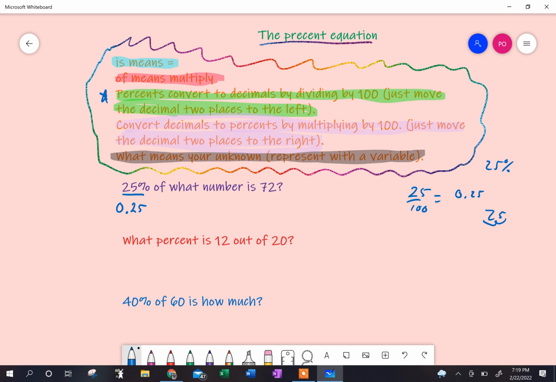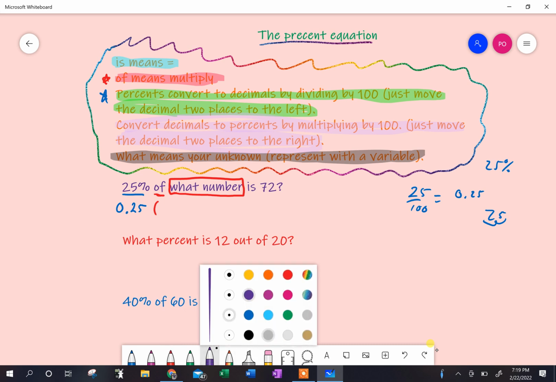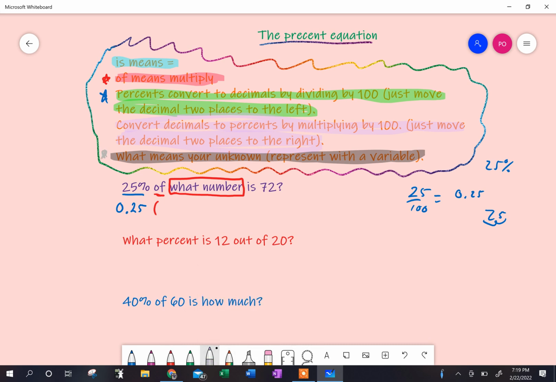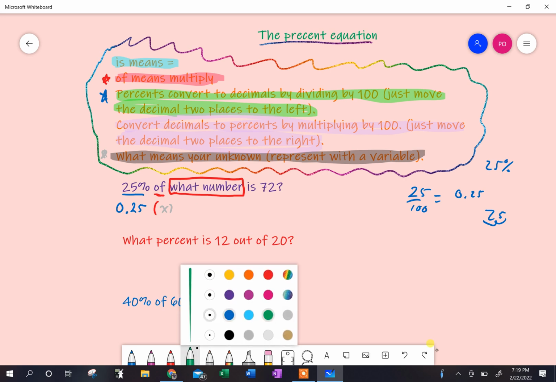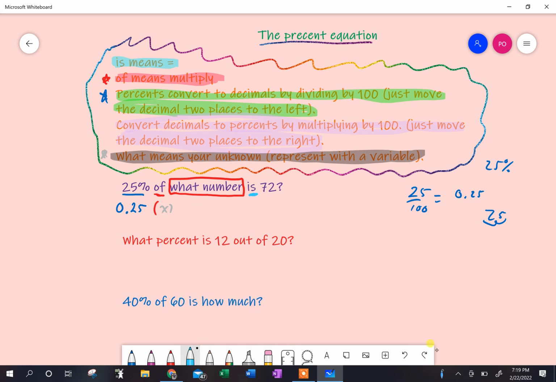Now, it says of means to multiply. So here, of. So I'm going to put my parentheses. Of what? Well, we don't know. Of what number? Well, we just said that if we don't know what it is, we'll call that x. So it's 0.25x is, equals 72.